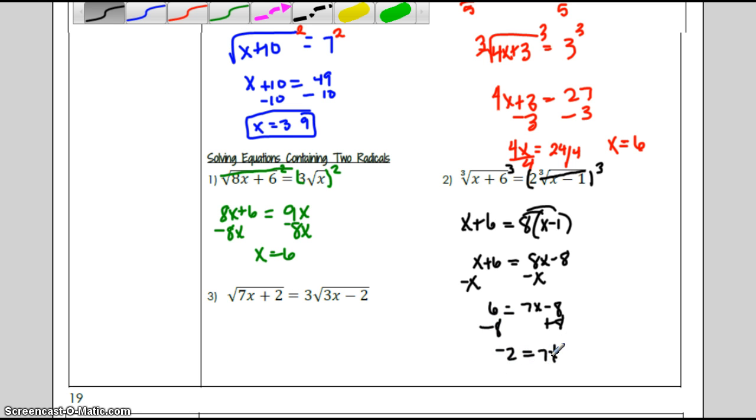So we have 7x equals negative 2 divided by 7. So there's our fraction, negative 2/7 is our answer. Again, plug it back in and check, and that's what you could do on your calculator. So try number 3 on your own and check when you're ready.